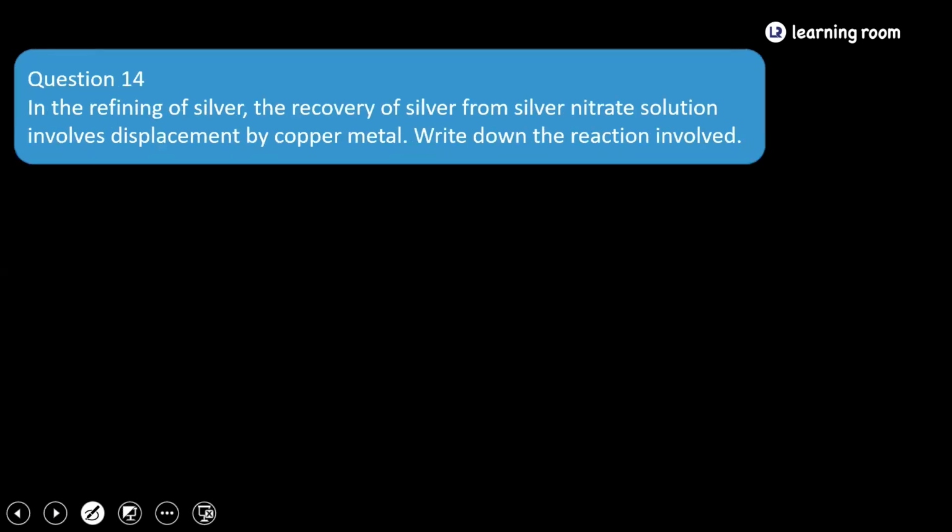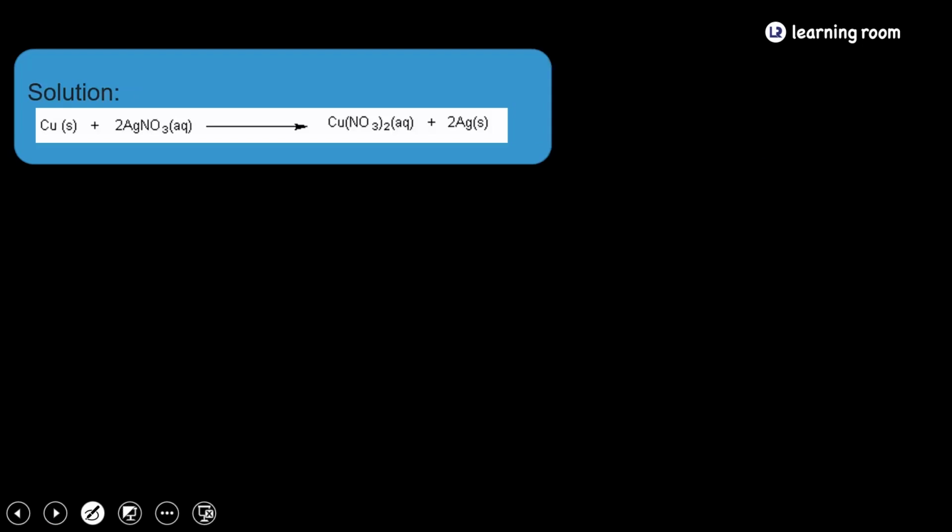In the refining of silver, the recovery of silver from silver nitrate solution involves displacement by copper metal. Write down the reaction. When copper metal is treated with silver nitrate, it forms copper nitrate and silver as products.